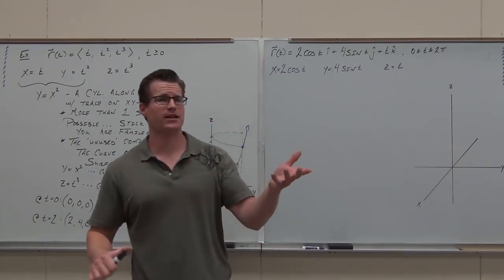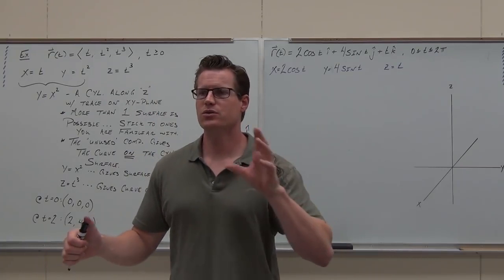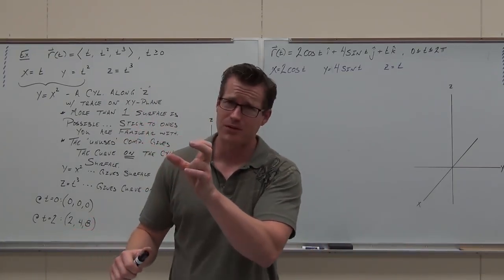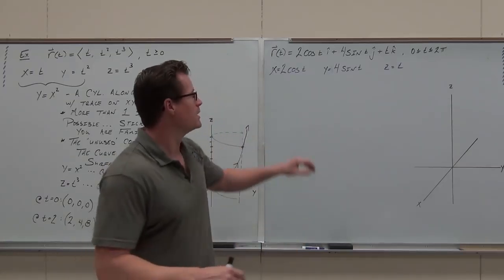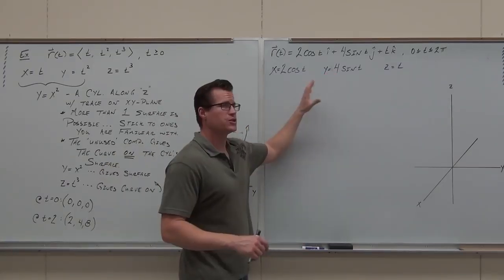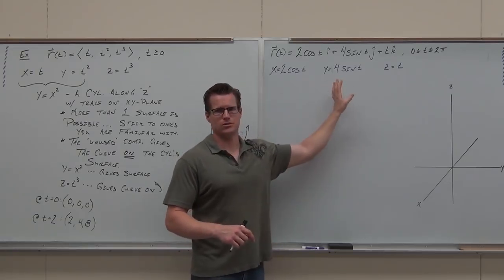So number 1, you identified X, Y, and Z. Number 2, use at least 1, probably 2 components. Probably not all 3. Sometimes we have to, but probably not all 3 to try to make up some sort of surface. Now, it's counterintuitive. You're going to use these 2.